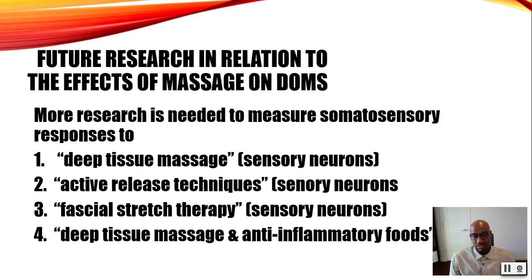So when you look at active release techniques, that also affects the sensory neurons via specific treatments for fascia restrictions or ligament restrictions of the tissue. There's about 500 protocols to active release technique, which are very specific to areas of the musculotendinous junction that get restricted. Fascial stress therapy is another one that has to do with somatosensory responses because it's lateral lines, superficial back lines, entire lines that are being stretched. And that also gives you a sensory neuron stimulus to change and measure.